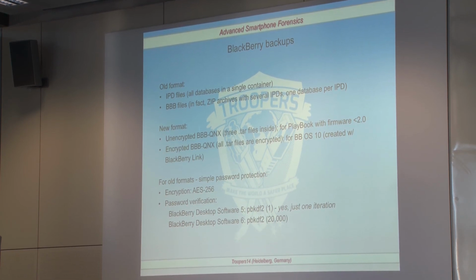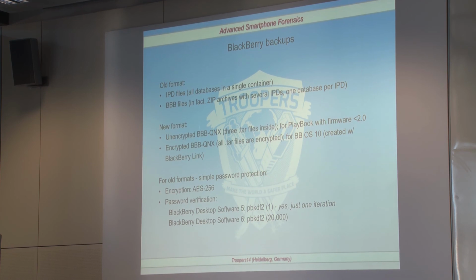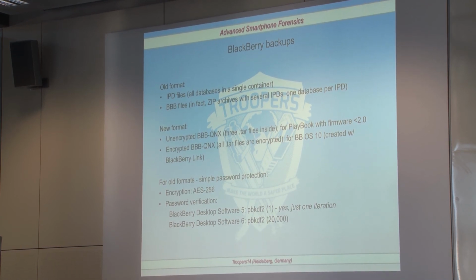And with version 5, the password checking function was quite simple. It was just one iteration of PBKDF. And so the brute force and dictionary attacks were extremely fast, at millions of passwords per second. But shortly after we discovered that and released the software to break the BlackBerry backups, RIM, at that time it was RIM, not BlackBerry, released the new version of the BlackBerry desktop software and added as many as 20,000 iterations of SHA-1, like with iPhone backups. But still there is a way to use GPUs to make it faster.